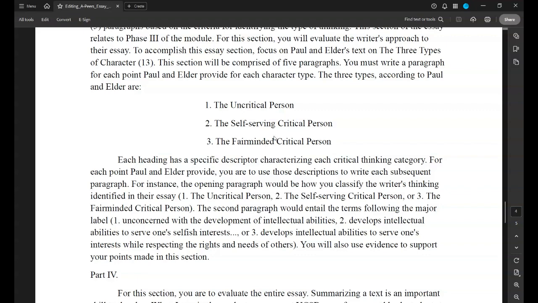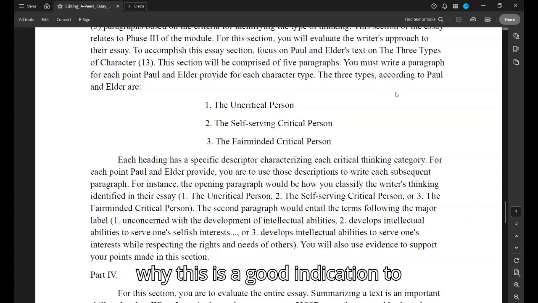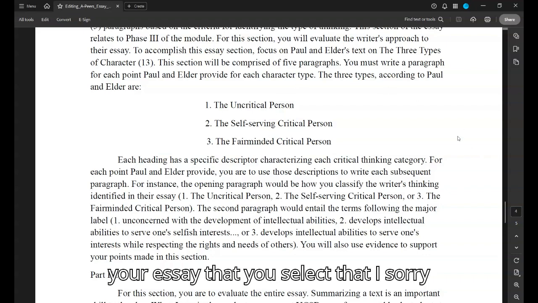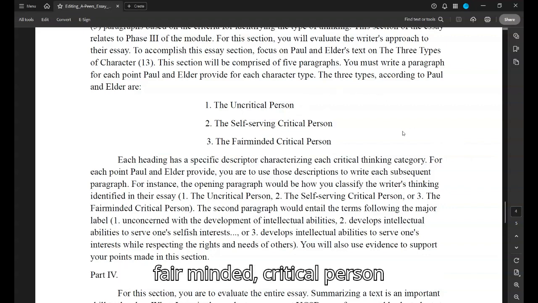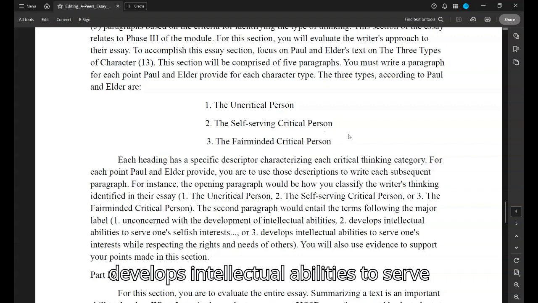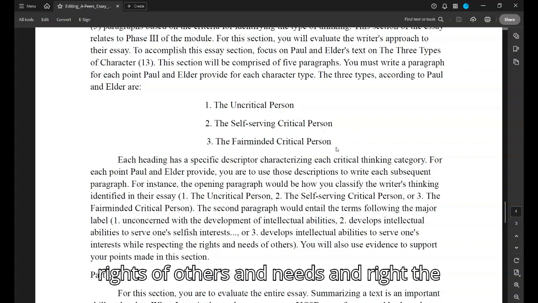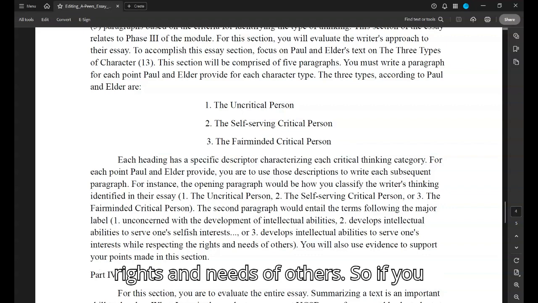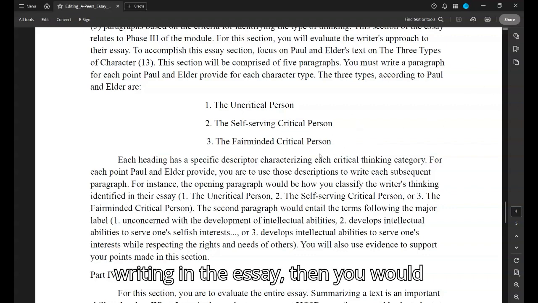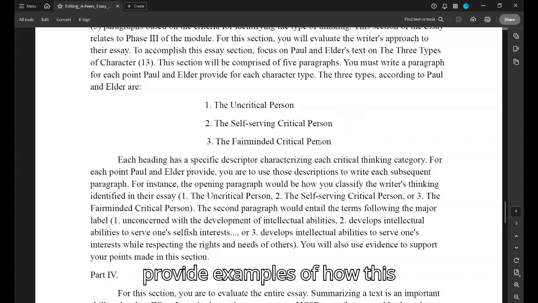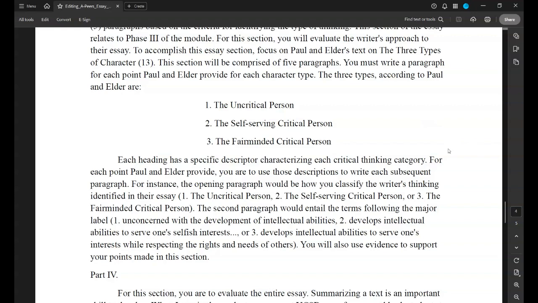If you identify this type, or these characteristics based on this category, then you need to show the evidence as to why this is a good indication for the essay that I assigned to you. The same thing for the fair-minded critical person, who develops intellectual abilities to serve one's interests while respecting the rights and needs of others. If you notice this type of writing in the essay, then you would provide examples of how this can be identified in the essay.